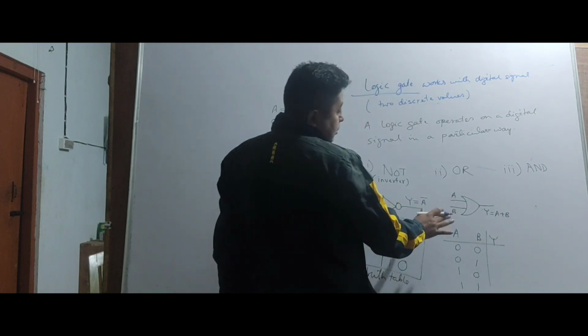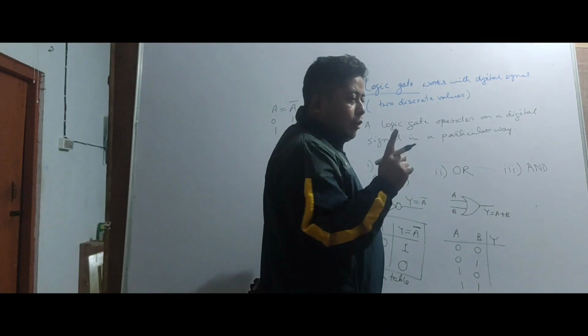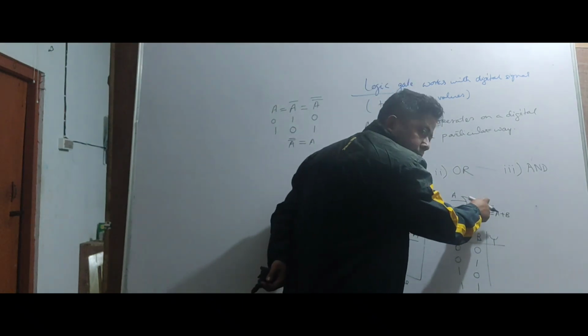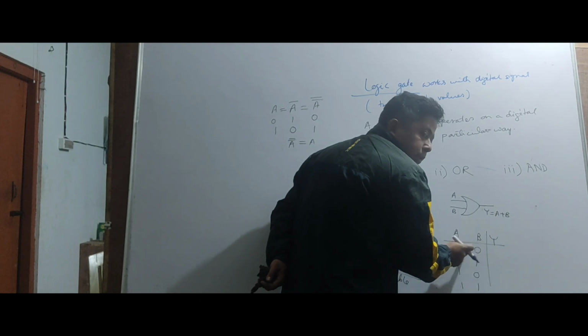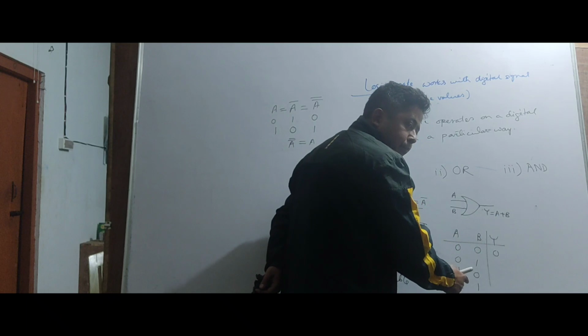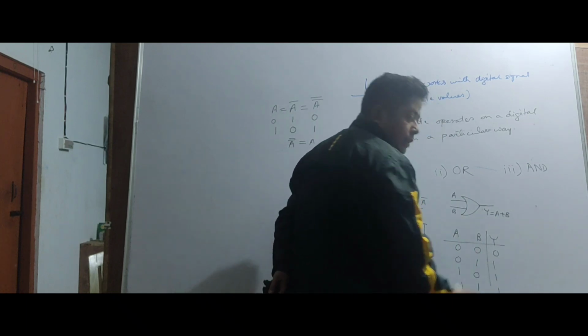Now, according to OR logic, output is 0 only when both inputs are 0. That means you will get 0 here only if both of them are 0. Otherwise, if any one is 1 or both of them are 1, you are going to get 1, 1, like that.